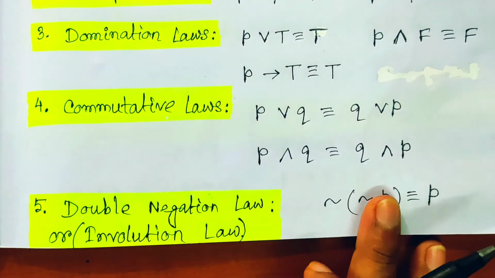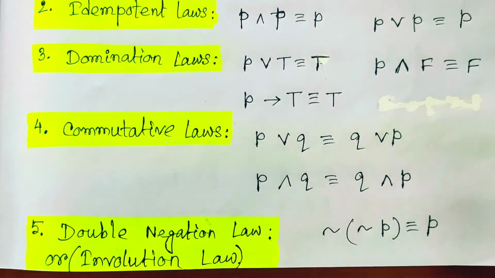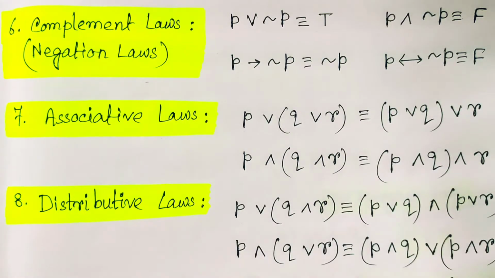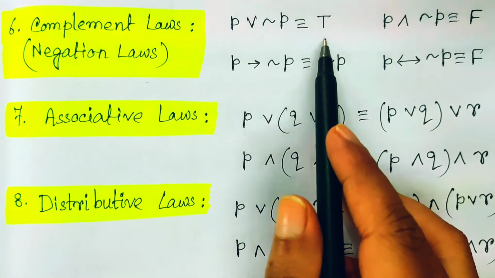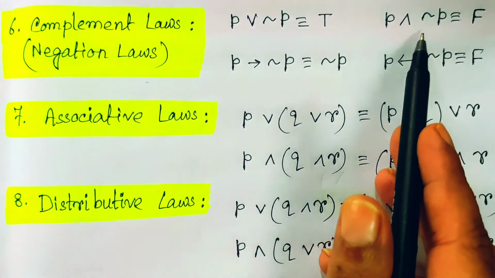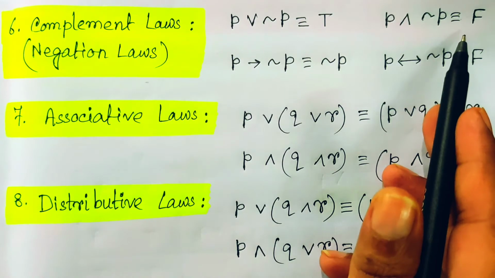Now it is the double negation law. Double negation law means the negation of a negated proposition. So not not P is always equivalent to P. Now it is the complement law, which is also known as the negation law. It says P or not P is always equivalent to true, and P and not P is always equivalent to false.